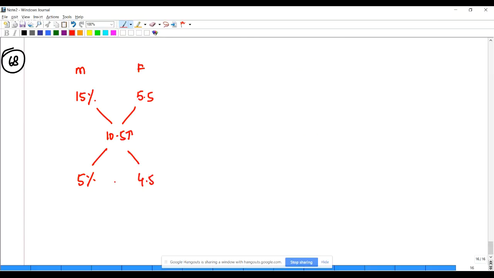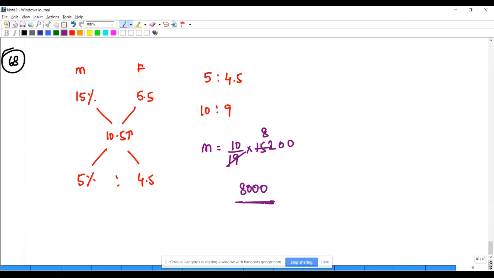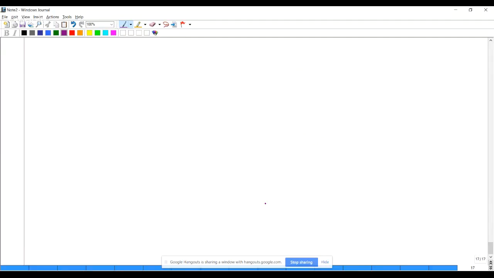So we would say 5 is to 4.5 is nothing but 10 is to 9 multiplied with 2, which is nothing but males are 10 parts and females are 9 parts. The number of males he is asking you, so the total number of males is 10 parts out of 19 parts into 15200. You keep it as it is. 19 ones are 19, eights are. So there are 8,000 males in the city. The rest of them are females.